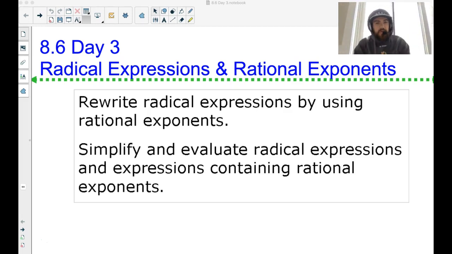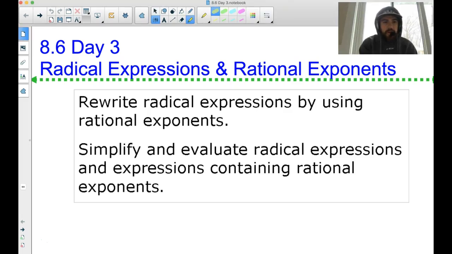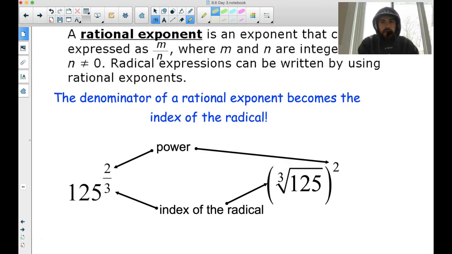Anyway, so today we're going to talk more about exponents that are fractions and how to handle those. Fancy word for them is rational exponents. So when you hear rational, you're thinking could be written as a fraction. So we'll simplify and evaluate radical expressions and expressions containing rational exponents. A rational exponent can be expressed as a fraction m over n, where m and n are integers. That's the definition of a rational number.